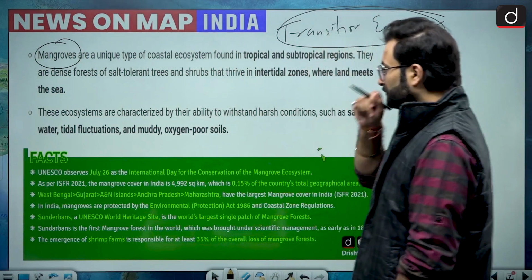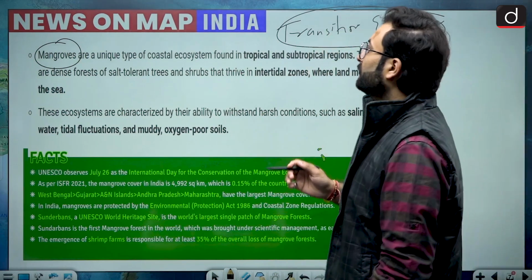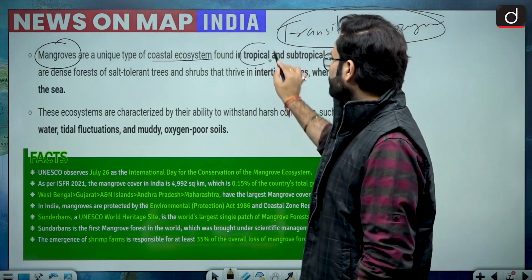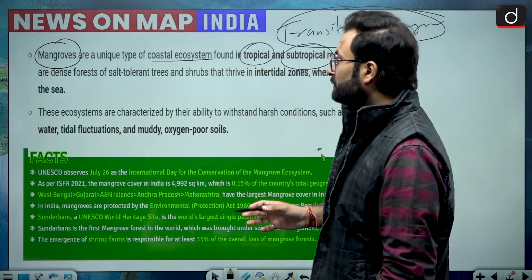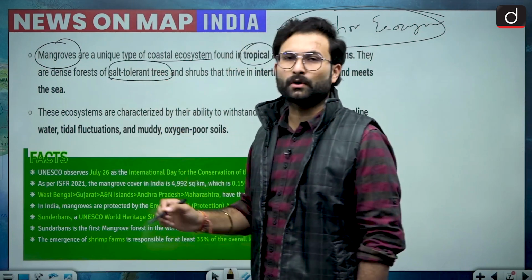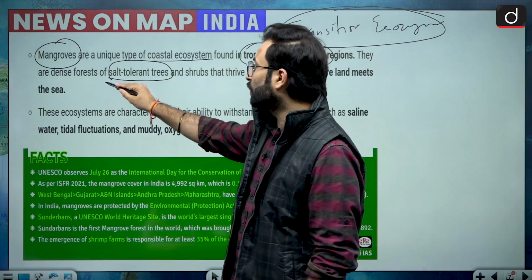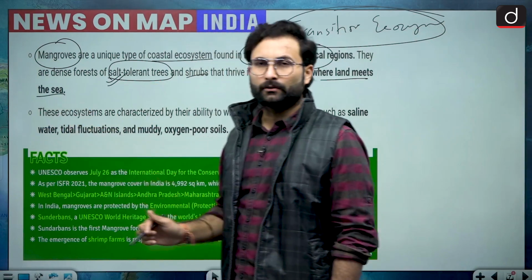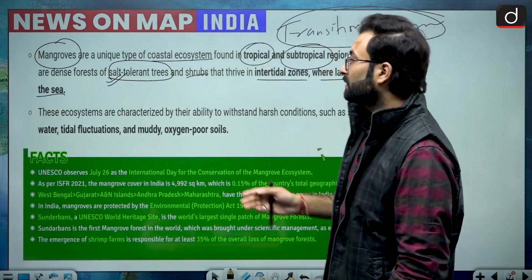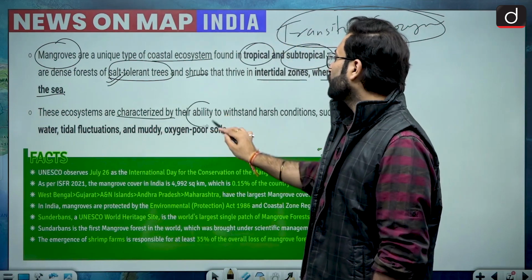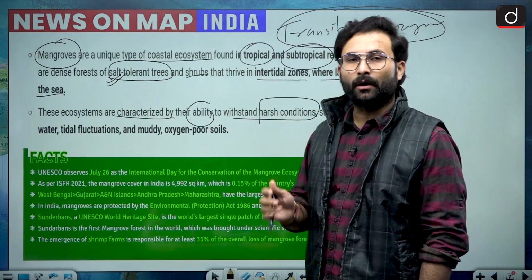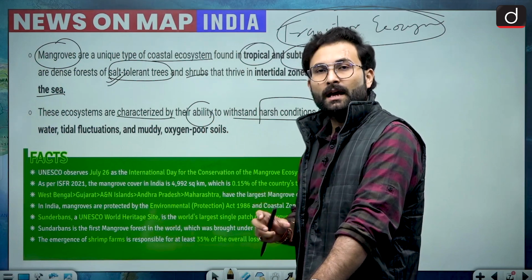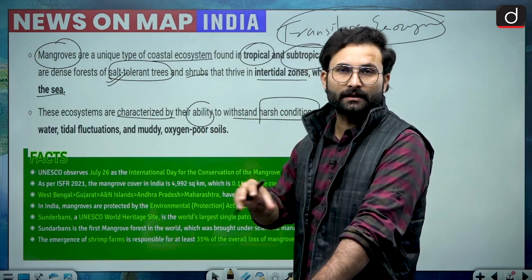So let's have a read. Mangroves are a unique type of ecosystem found in the tropical and subtropical regions. These are dense forests of salt tolerant trees, because it is on the coastal area, that is why it is salt tolerant, and shrubs that thrive in the intertidal zone where land meets the sea. So that is one thing about this particular ecosystem. These ecosystems are characterized by the ability to withstand harsh climatic conditions. The second thing is that cyclones etc. are prominent in these coastline areas, and these actually work as a shield when such cyclones come.